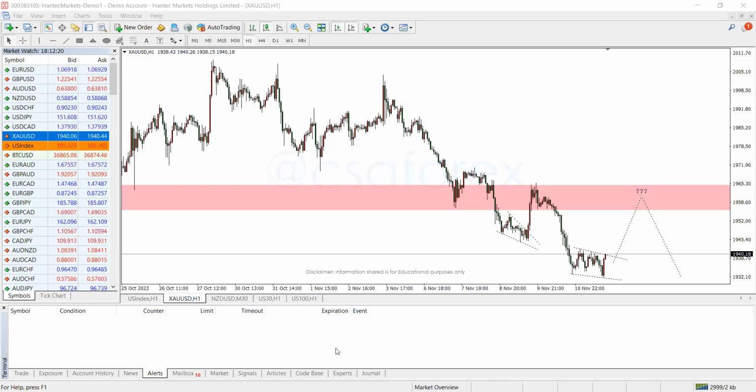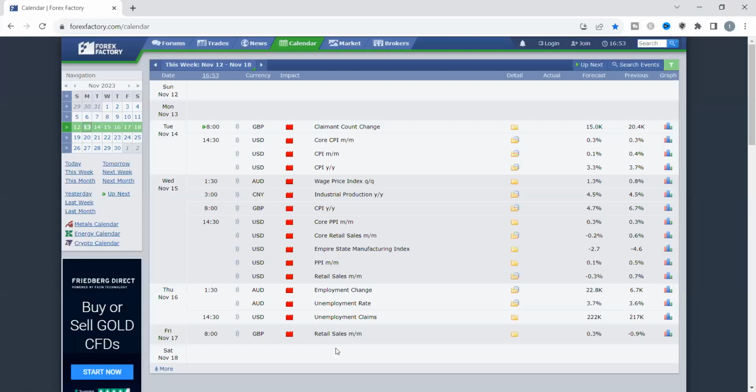So we're going to switch over to the calendar on Forex Factory now, because we need to know what is in store for today or even for the week. This is the calendar that we have in front of us. Today, Monday, November 13th, there is no high impact news, because we turned on only the high impact news. As you can see here, only the reds are on.